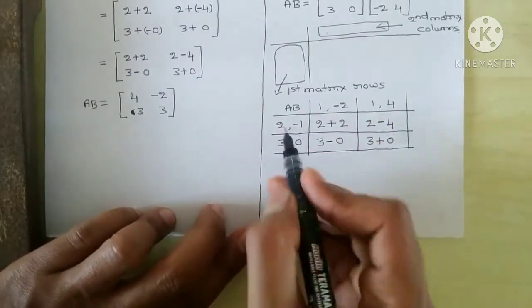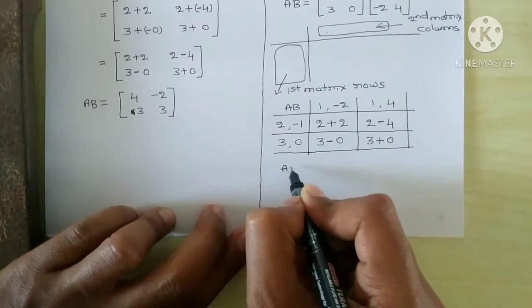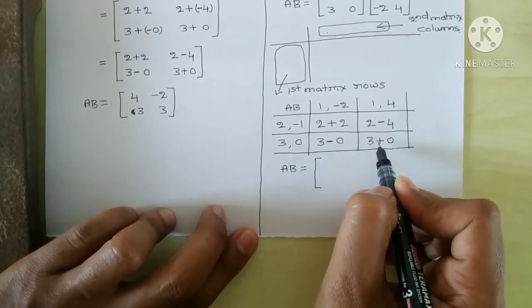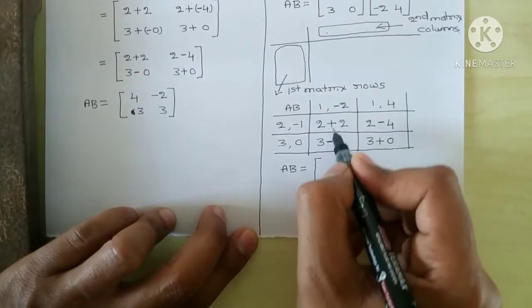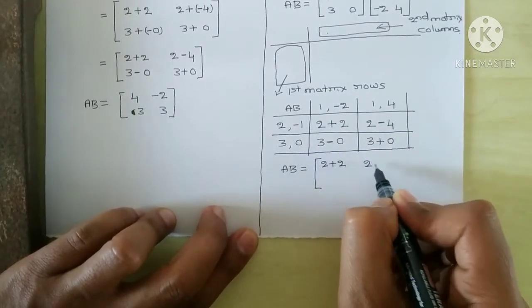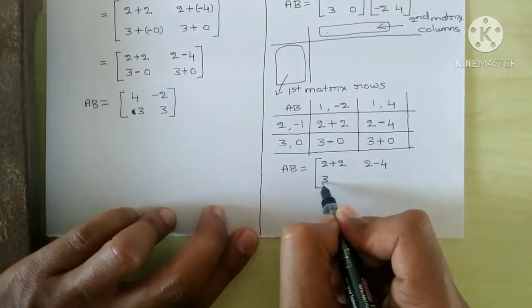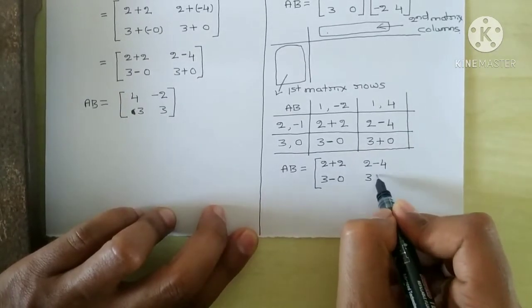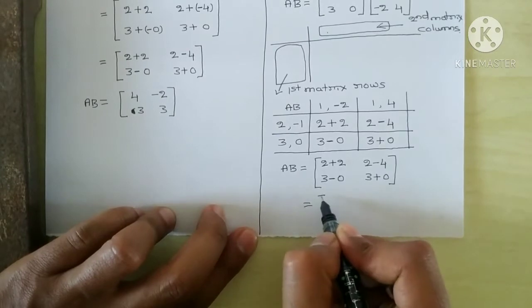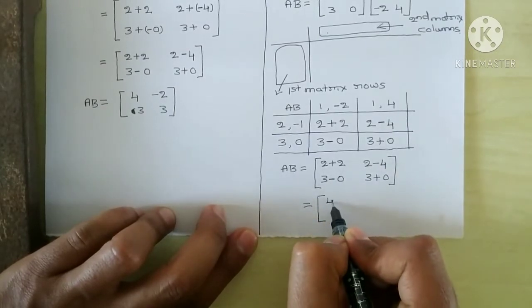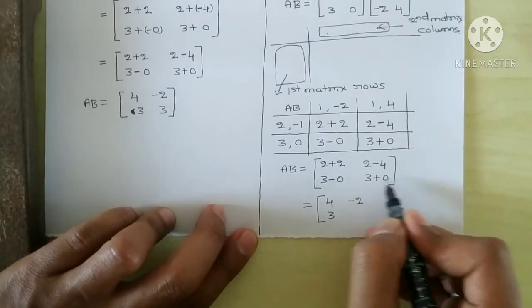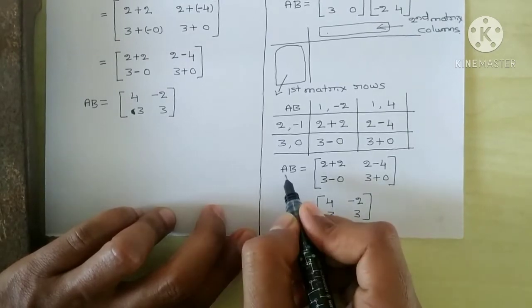So after doing this, next note down, A into B is equals to, in matrix form, whichever the values you will get here, same values you note down. First one in the same pattern only. First 2 plus 2. So here 2 minus 4. Next, below here 3 minus 0, and here 3 plus 0. Same pattern you have to follow. So afterwards add and subtract. So 2 plus 2, 4. 2 minus 4 is minus 2. 3 minus 0 is 3, and 3 plus 0 is what? 3. So this is the value of AB.